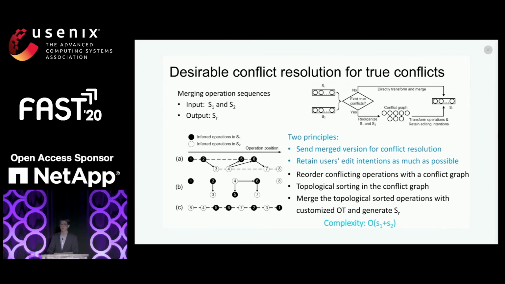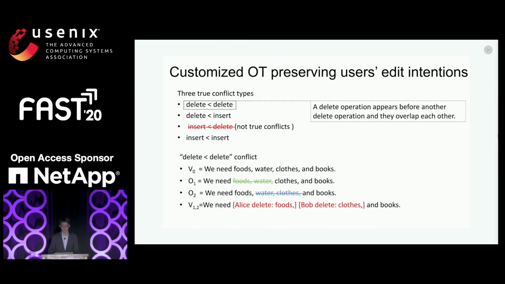But if we have true conflicts, in this case, it's impossible to correctly resolve conflicts. But our principle is that we prioritize mitigation of the user intervention, while preserving the potentially useful information as much as possible. So we classify different true conflicts and use different strategies to resolve them. We have only 3 kinds of true conflicts. Note that we don't have insert and delete conflicts. Oh, I have to mention that the less than symbol means that the first operation's position is less than the second operation.